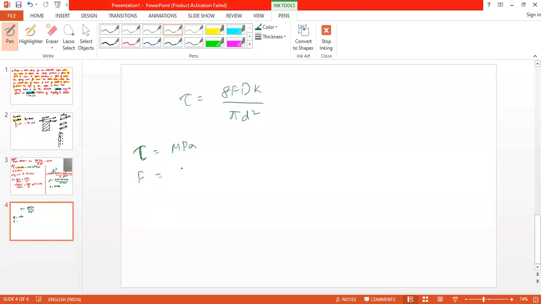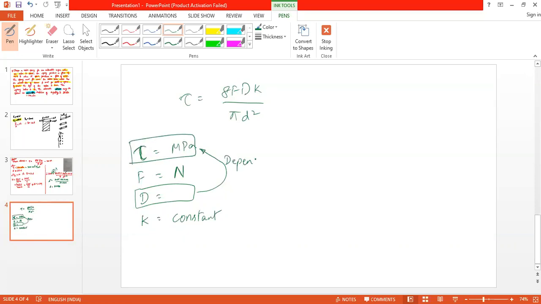What is the unit of force? Newton. What is the unit of diameter d? What is the unit of k? It is a constant, it doesn't have any unit. So the unit of diameter d is dependent on the unit of tau, right?